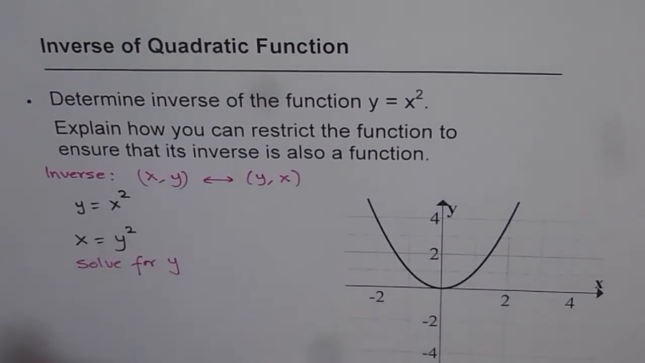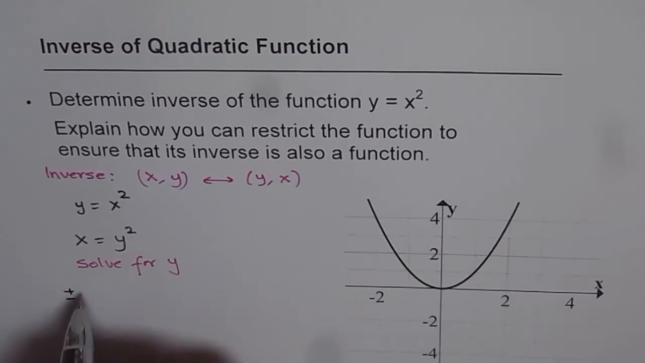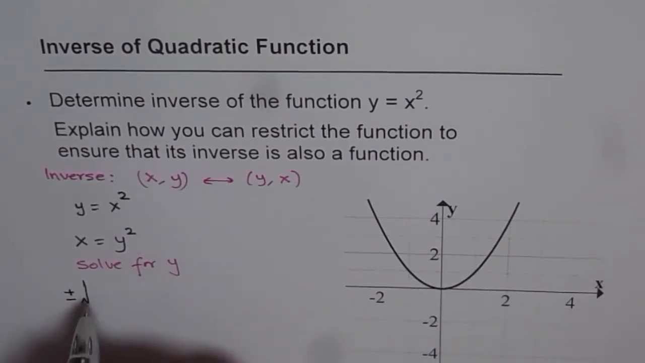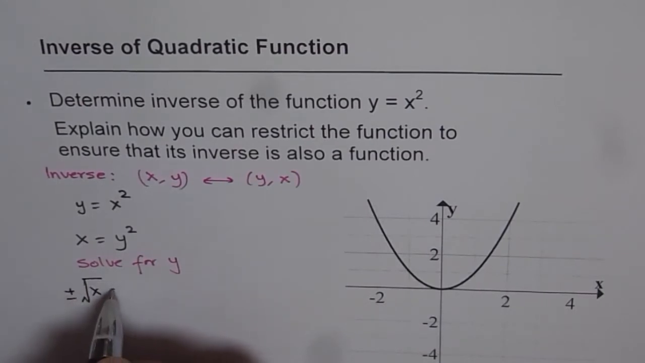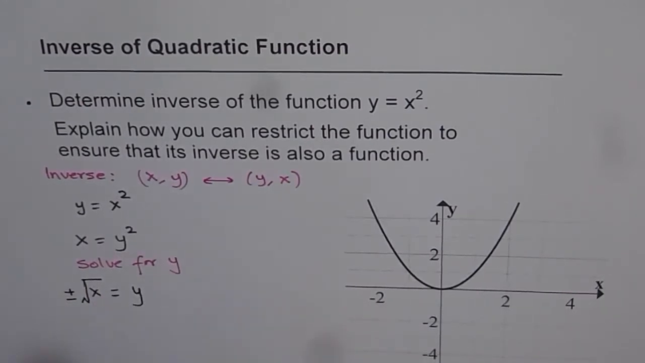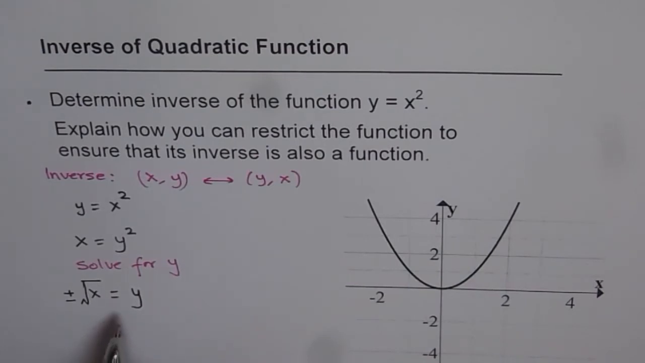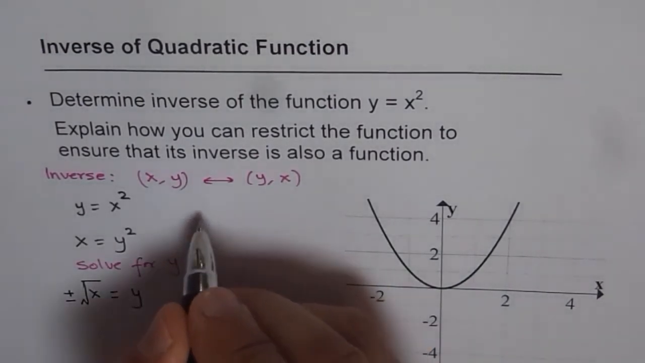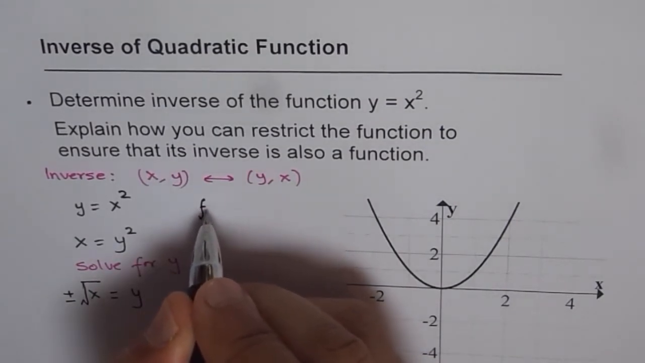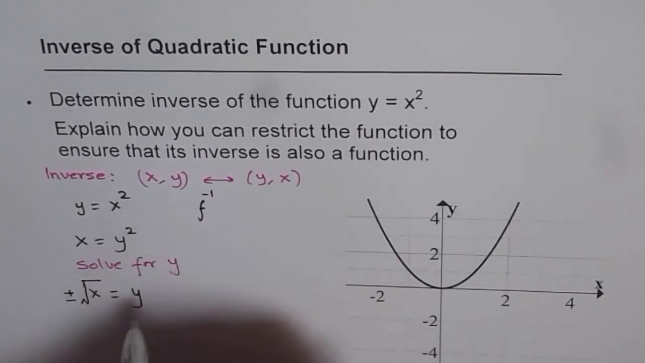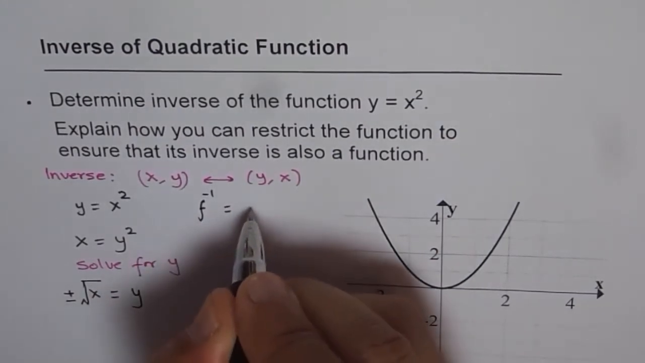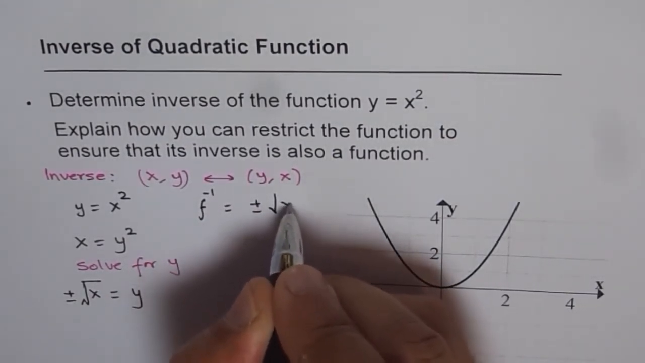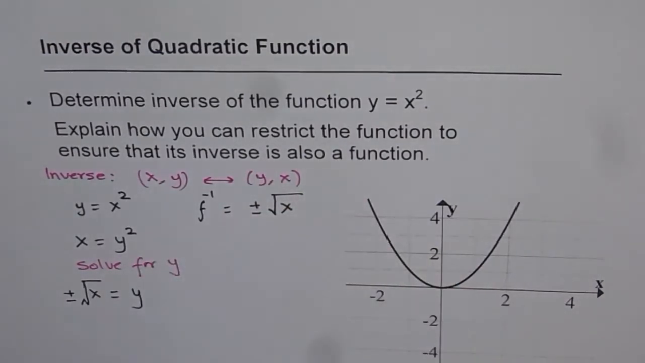So when you solve for y, what do you get? You have to take the square root on both sides. Whenever you take the square root, you have to use the plus and minus sign. So y equals plus or minus the square root of x. Once we have solved for y, we know the inverse. We should not write f(x); we write f inverse, or y inverse, which is equal to plus minus square root of x. So that is our solution.